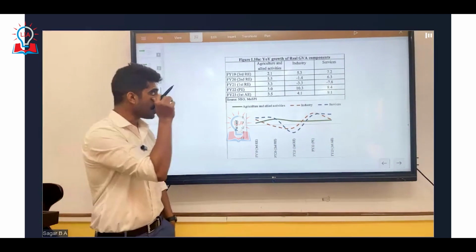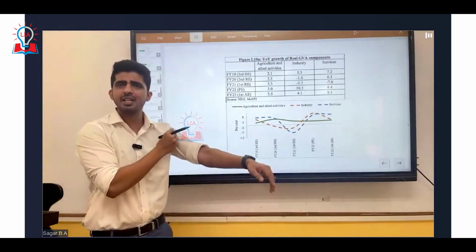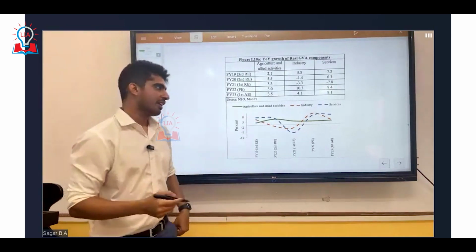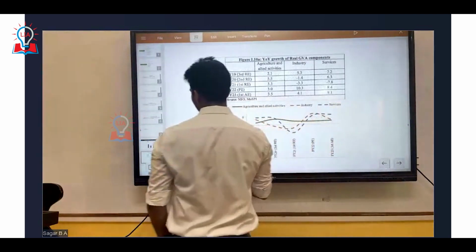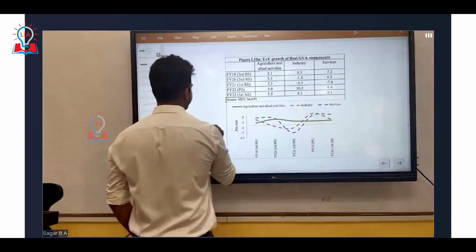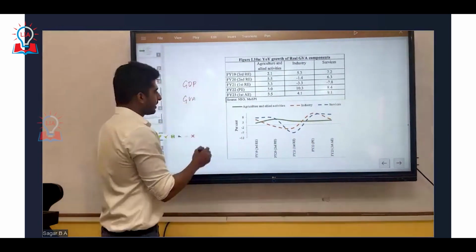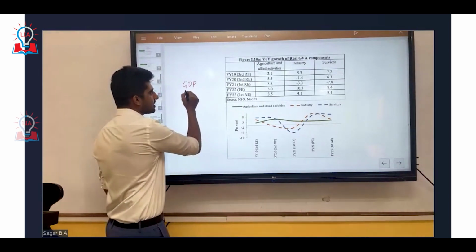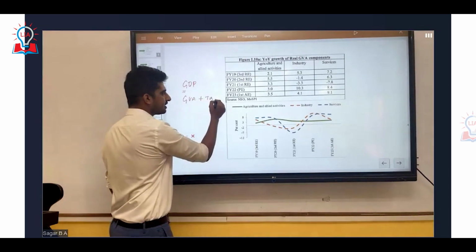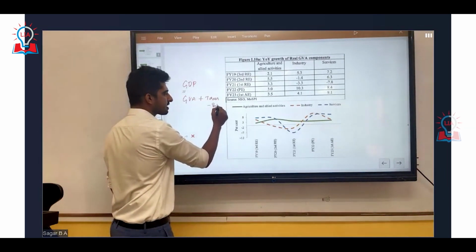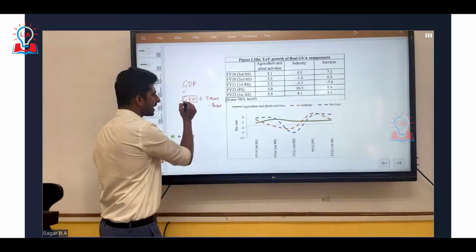Okay? Now, have a look at the average growth rate once. These are GVA components. GDP components also will look the same. Now GDP, GVA. What is the difference? GDP is equal to GVA plus taxes minus subsidies. That's all.